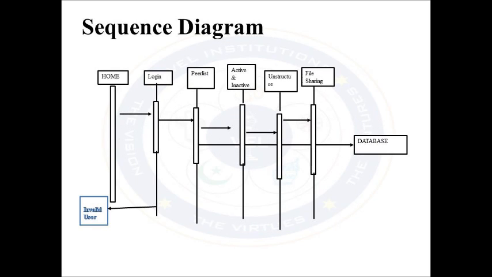Sequence diagram. The sequence diagram covers the login page, home page, peer list, database, and invalid data. It shows how the process runs in the project and how the user processes the network step by step.